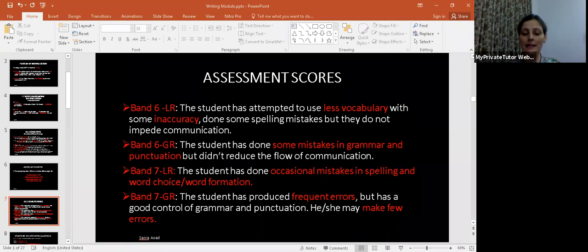For band 7, the lexical resource means that occasionally you make a few mistakes in spelling, the choice of words, and word formation. On the grammatical side, there are few errors. That's why you have got this mark. Those who make no mistakes are going to get 8 and 8.5, which are exceptional, very good.